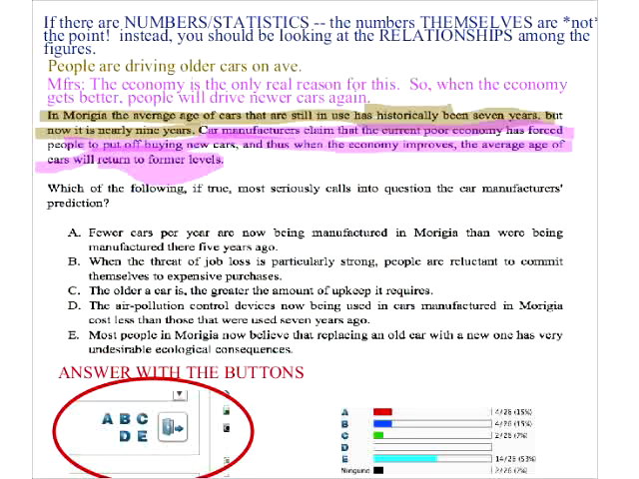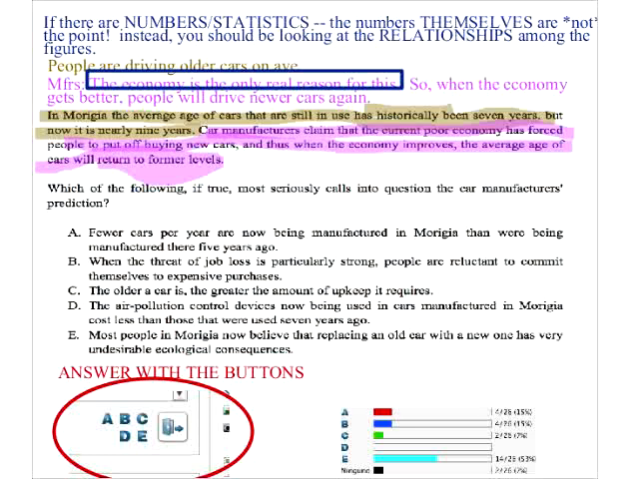Okay, but this is the argument. So the only thing in here that we can really attack is, I mean, this is a fact, so we can't go after this. If the average age of cars is more years, then that's what it is. So that's fact. But this is an assumption that the manufacturers are making, so we can come after that with these statements.